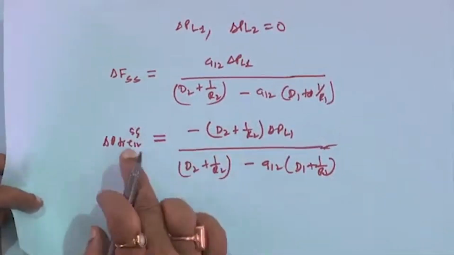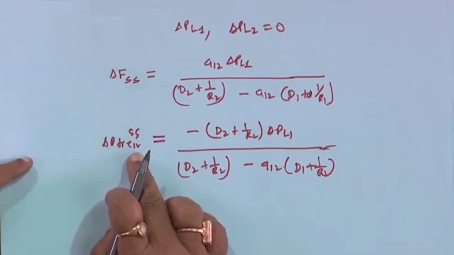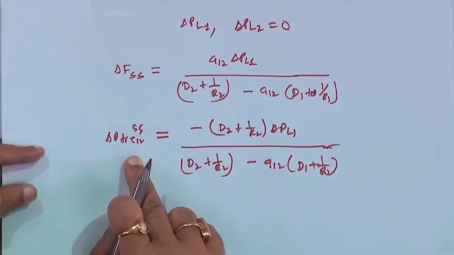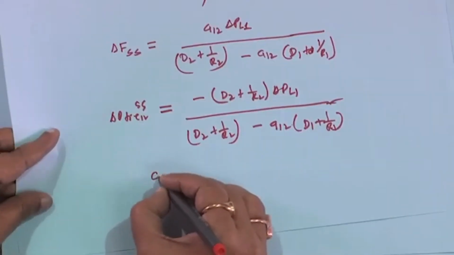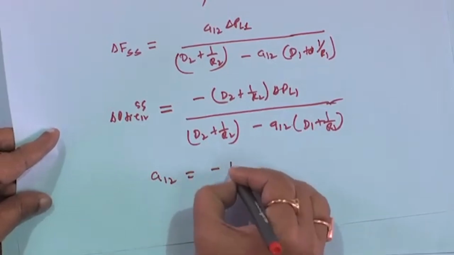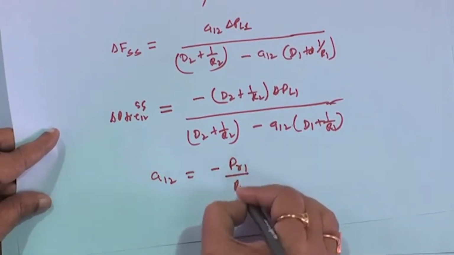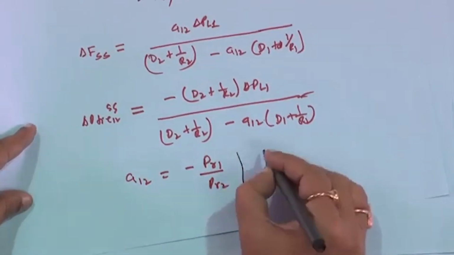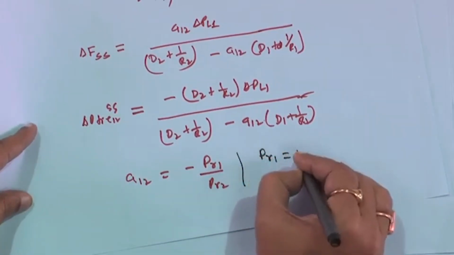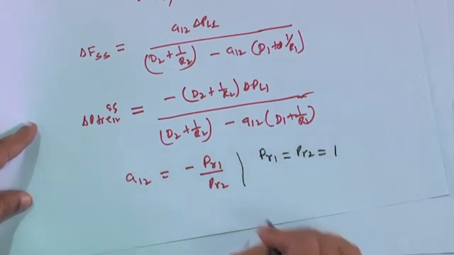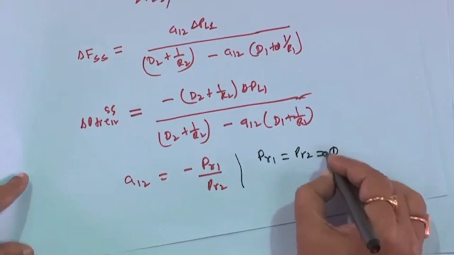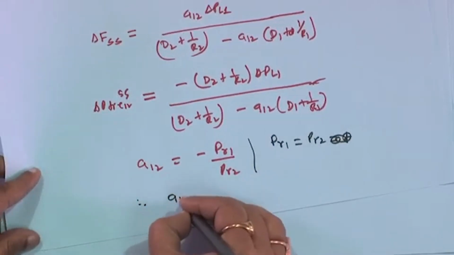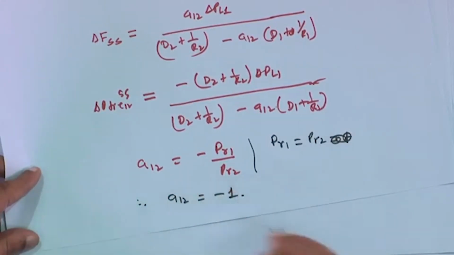Now, everything we are talking about, delta F is in hertz and delta P is in per unit megawatt. Now, we have seen that A12 is equal to minus PR1 upon PR2. That means, if we assume the area capacity ratio PR1 to PR2 is equal to 1, that is, they are the same, then A12 is equal to minus 1.